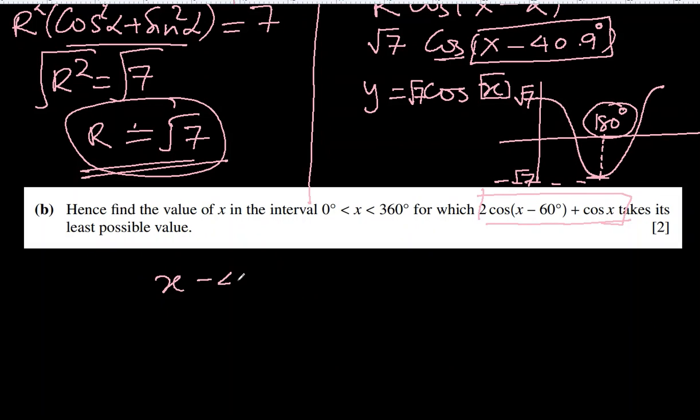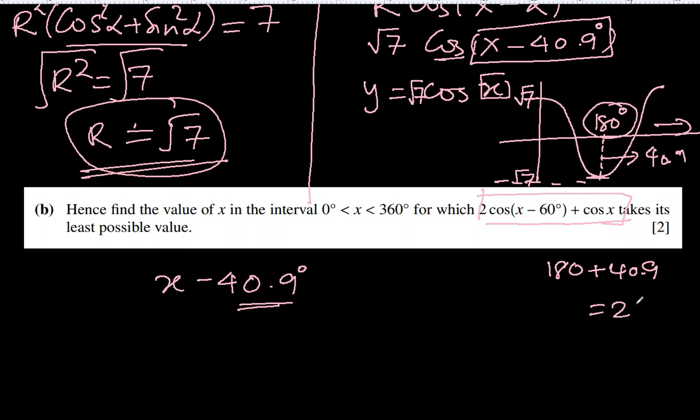But now the angle is x minus 40.9 degrees. That means your graph has been shifted to the right by 40.9 degrees. So your answer will be 180 plus 40.9, which is 220.9. This should be the answer, but we can't just say it and do it.